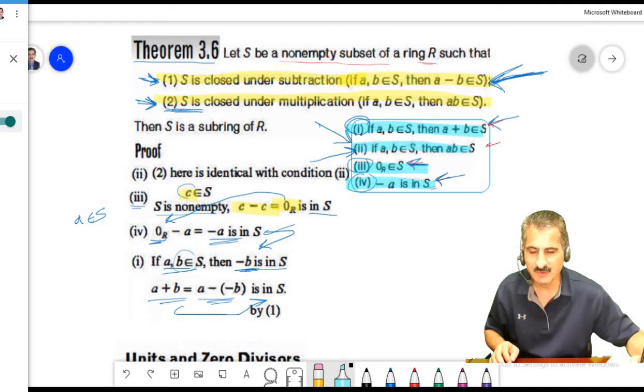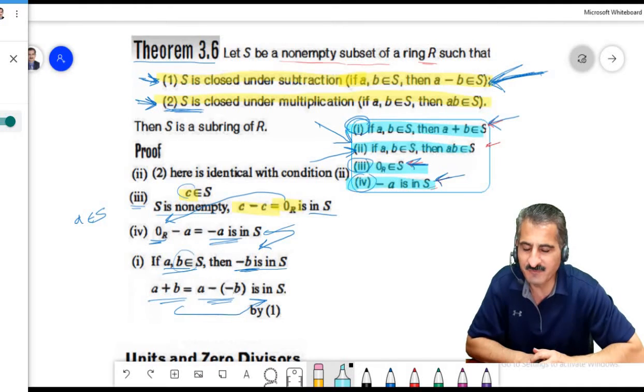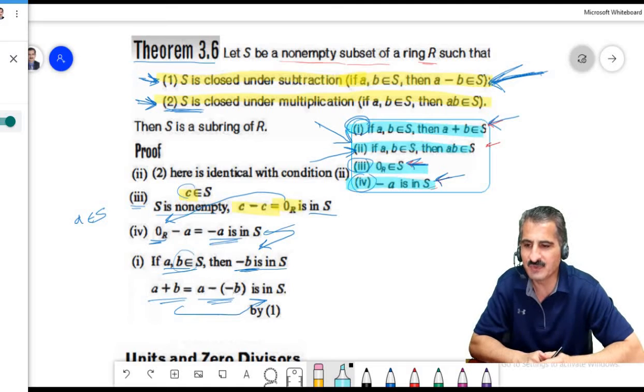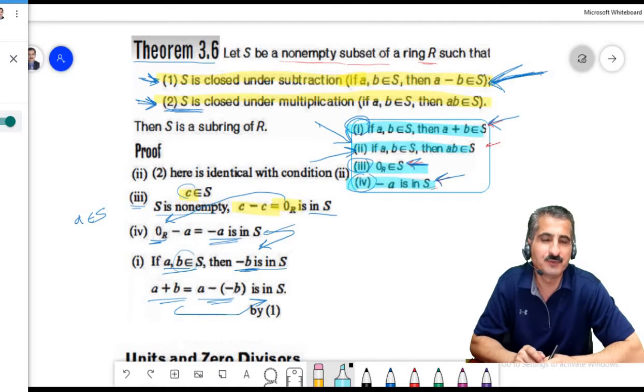So when you are asked to prove that a given non-empty subset is a ring, just go ahead and prove that the two conditions highlighted in yellow are satisfied, and then we are done. Okay?